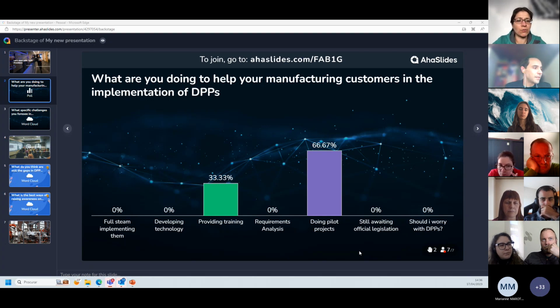Yes. If anyone's not in, maybe you can vote in the chat instead. We're innovative people. Come on, we can find ways around this. So if you aren't in the AHA Slides option and you want to vote in the chat, then we will make a note of your vote in the chat as well. Yes, you can vote in the chat also.